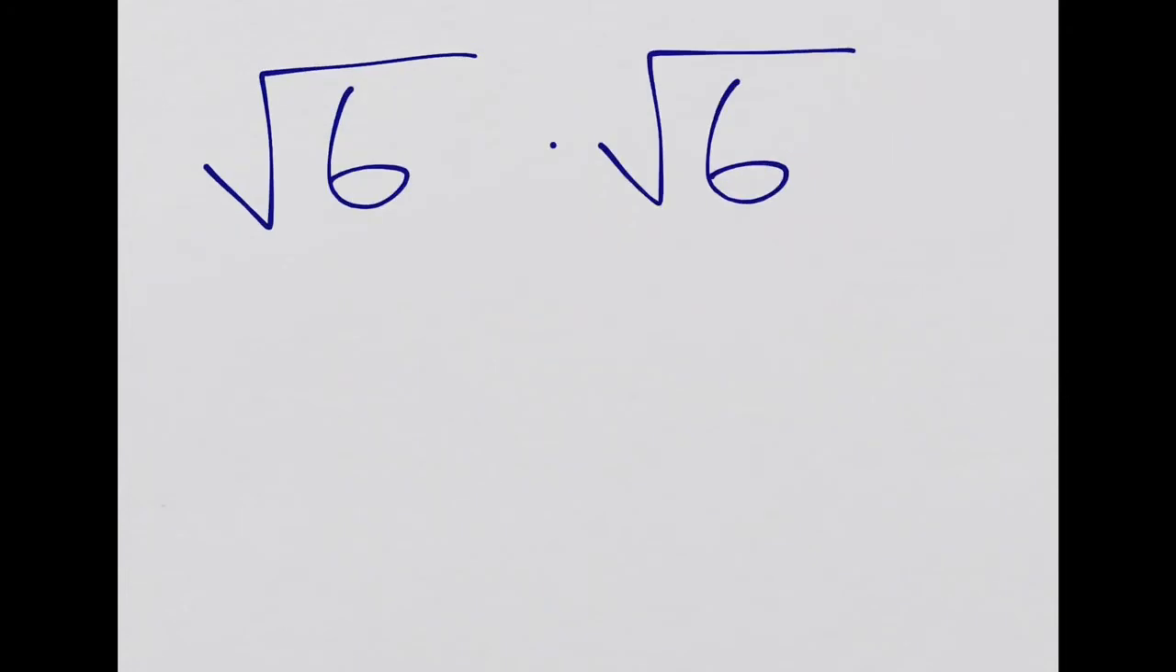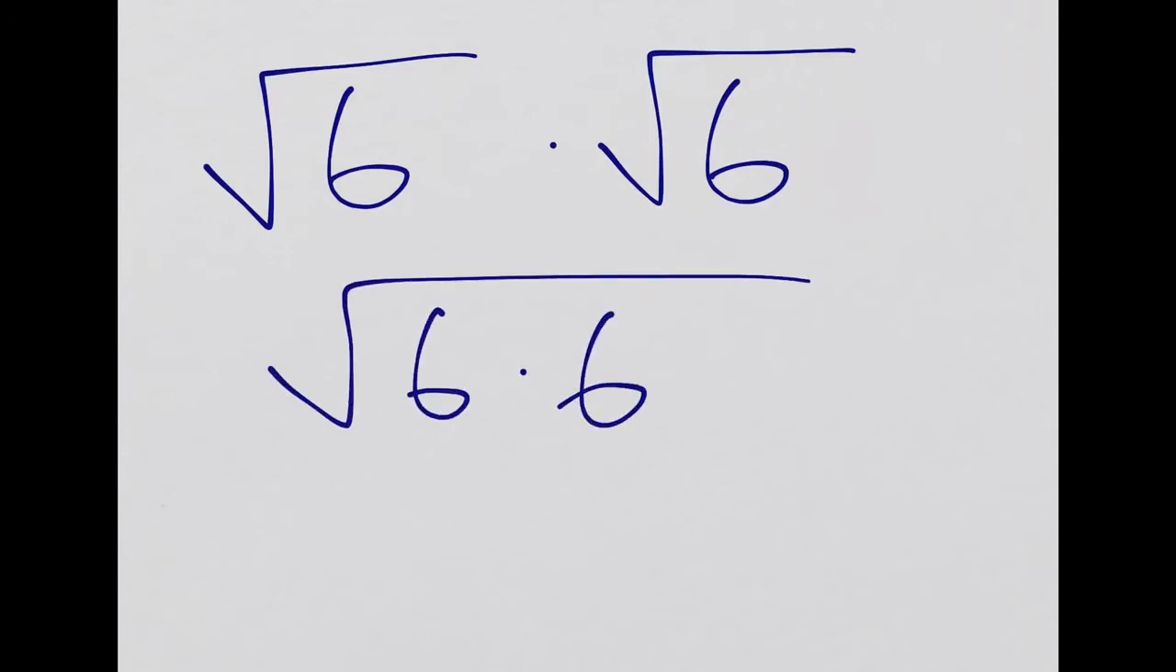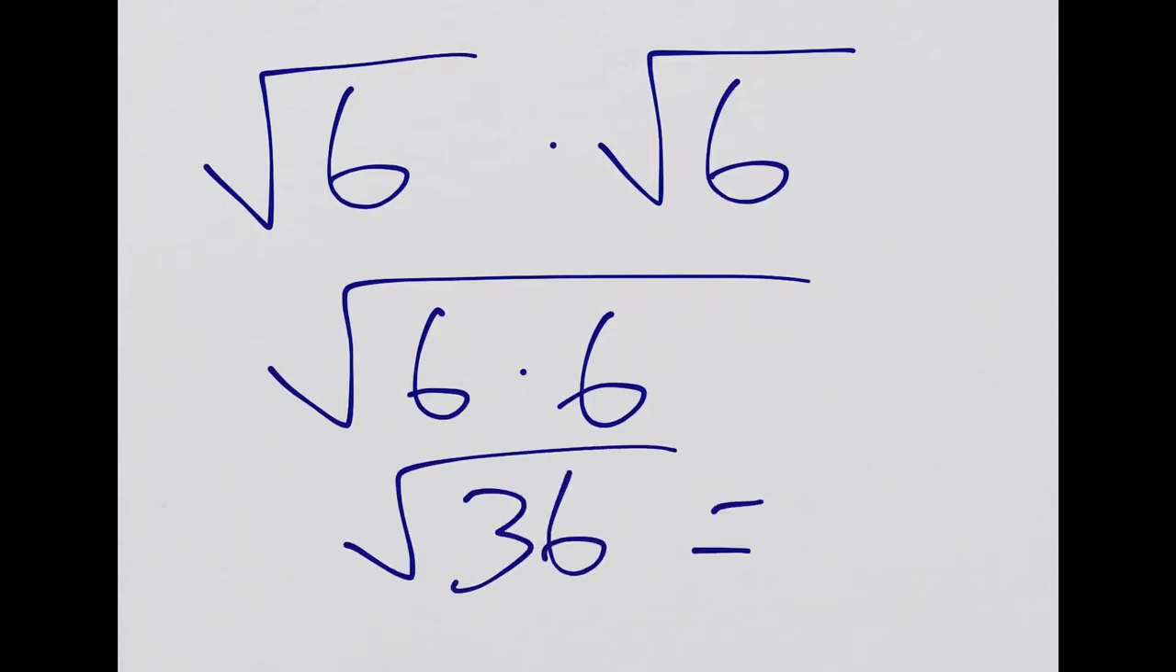What about when we are multiplying two different radicals? Well, those two numbers can be combined under the same radical and it becomes the square root of 6 times 6, or the square root of 36. And this we can simplify because 6 times 6 is 36, and our answer is plus or minus 6.